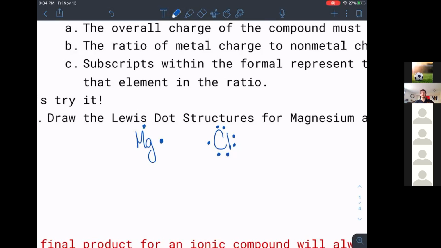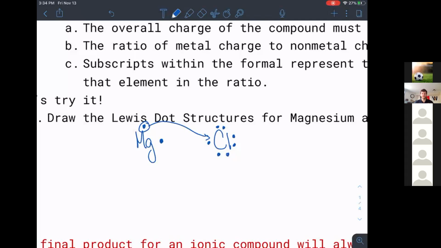What about magnesium? It wants to lose how many valence electrons so it has a full valence shell at the end? 2. It wants to lose 2. So how many electrons is this magnesium going to give this chlorine? 1. It's going to give 1 valence electron away. Is this chlorine now happy? Is it stable? Yeah. It's stable. Is my magnesium happy and stable? No. So what are we going to do about that?